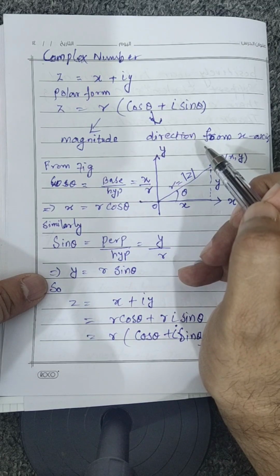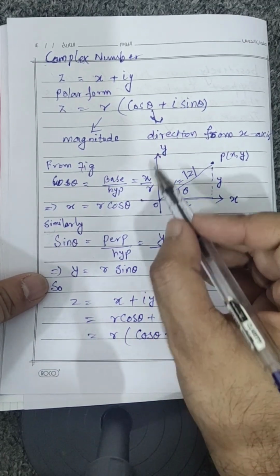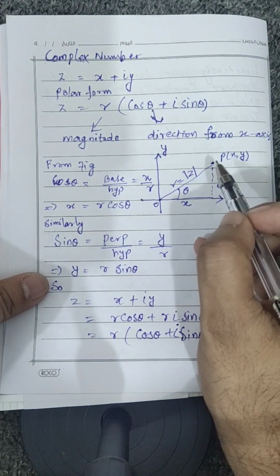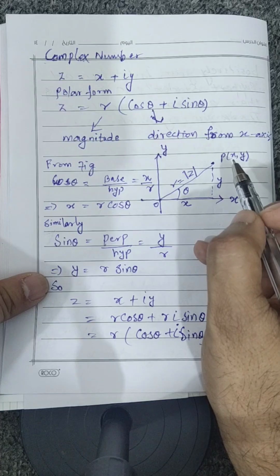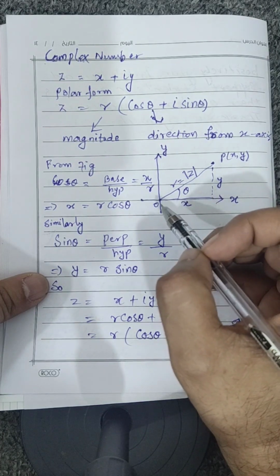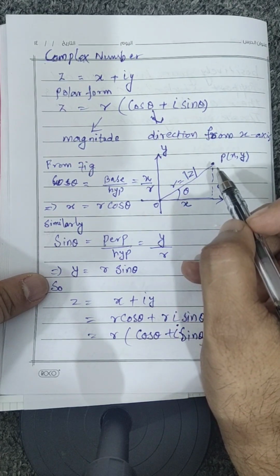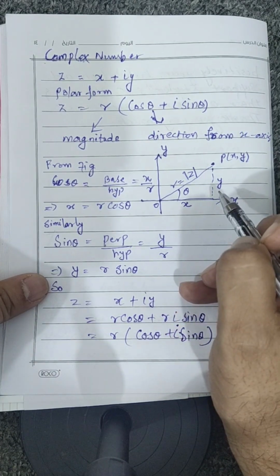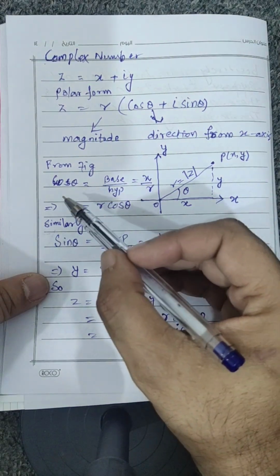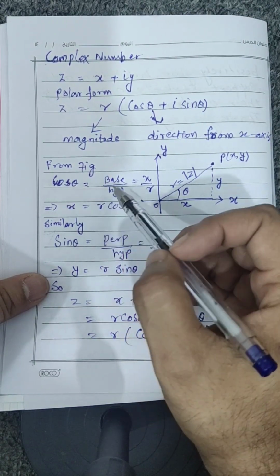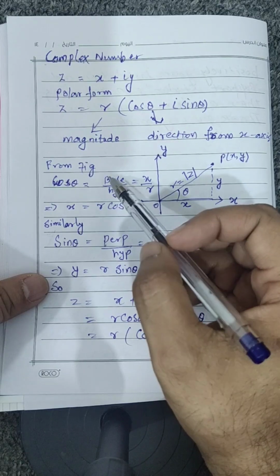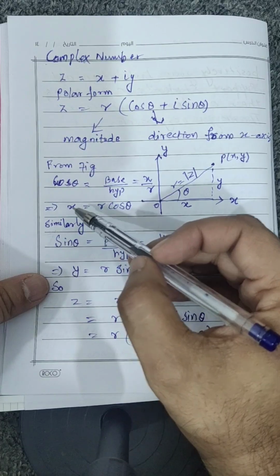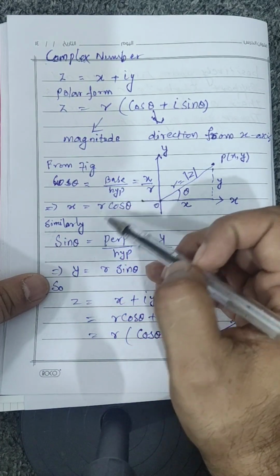So if we graphically represent this complex number, we draw the x and y axes, and here is a point P whose coordinates are x and y, at distance r from the origin. We can resolve this into components x and y, and if we apply the triangle laws, then cos θ is equal to base over hypotenuse, and here the base is x and the hypotenuse is r.